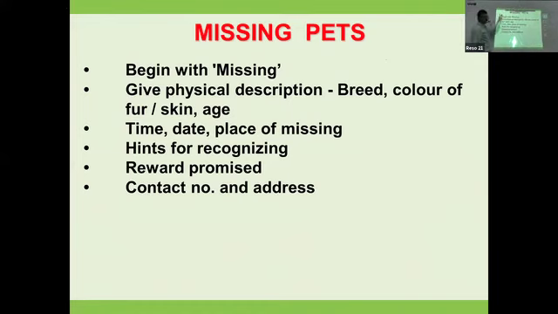The descriptions on the same ground. Begin with missing. Here's the physical description. Main thing becomes the breed, the color of the skin, age. Time, date, place of missing. Hint for recognizing. Reward promised. And the contact number and address of the person who has lost this pet.